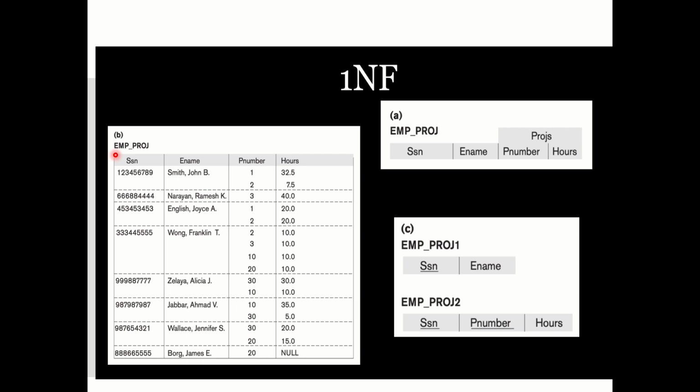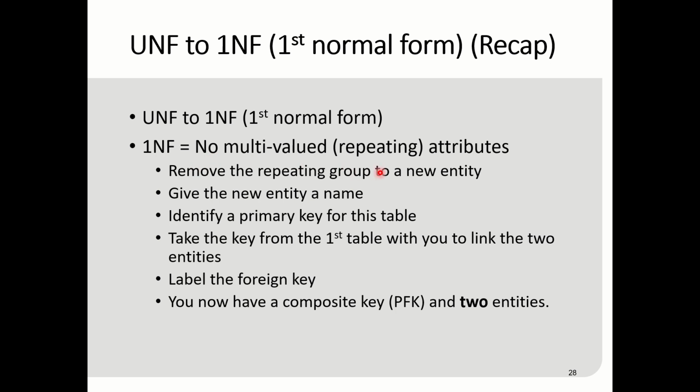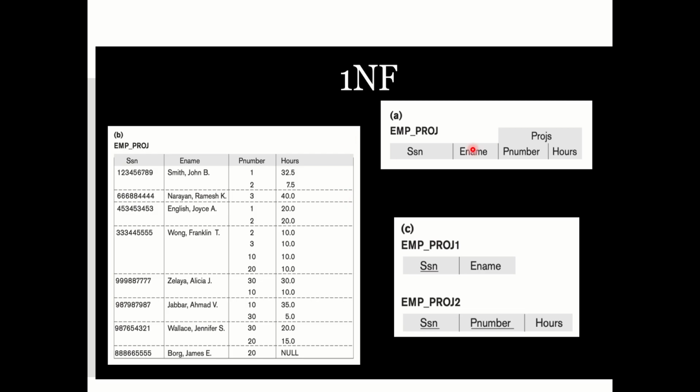So now in this particular example, you have got SSN, ename. Okay, so this is your structure which is given to you. So SSN, ename, P number, project. So here you have projects which has got P number and hours. So what you could do is that you are taking the SSN. Okay, so when you look at the table, see here: remove the repeating group into a new entity, give the new entity a name.